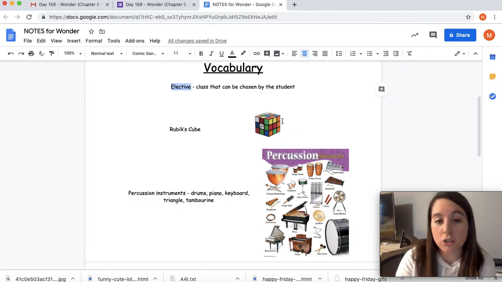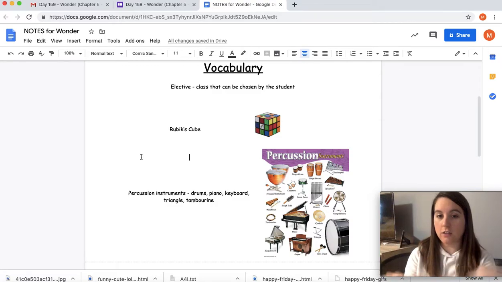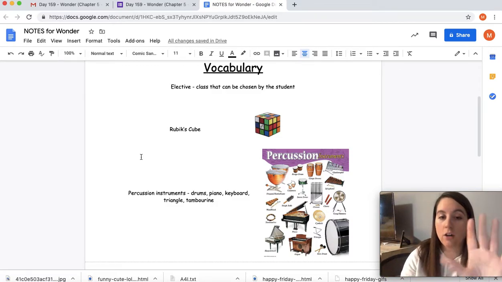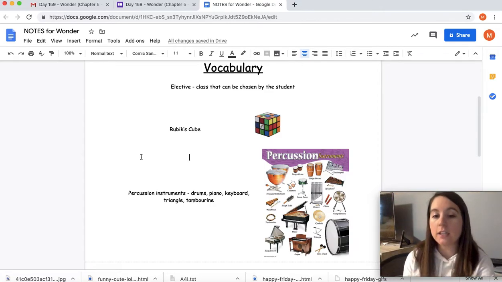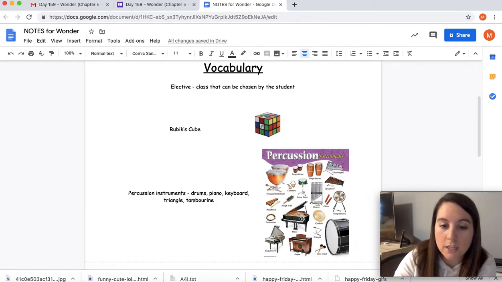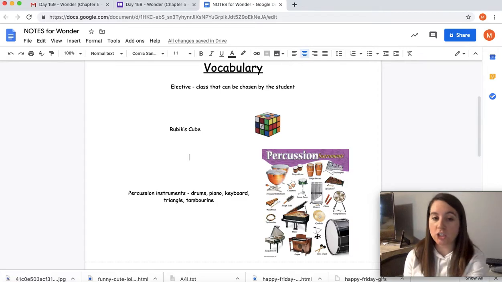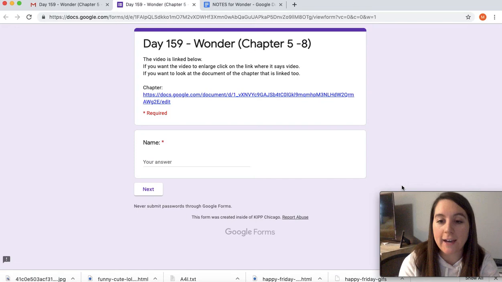A Rubik's Cube is this little thing right here. You try to move all the sides so that it's all correct, like all one color on each side. And then percussion instruments. Those are drums, piano, keyboard, triangle, tambourine. So you can kind of see on here all the different kinds of drums. You see the piano, you see the keyboard, you see cymbals, triangle. Those are percussion instruments. So you'll learn a little bit about that later too. All right. So without further ado, let's get started.